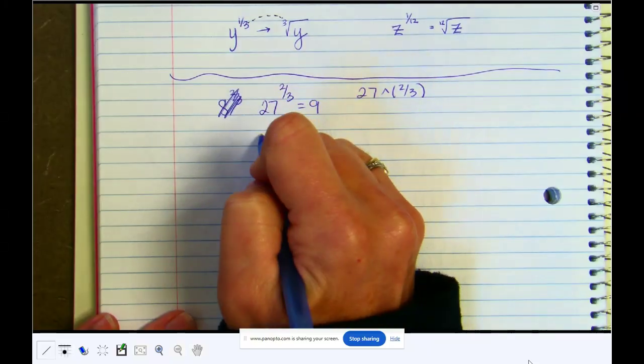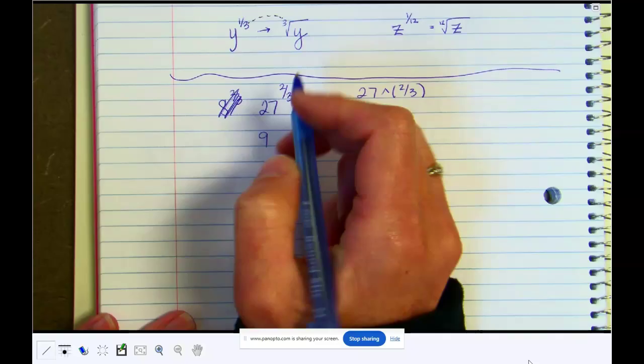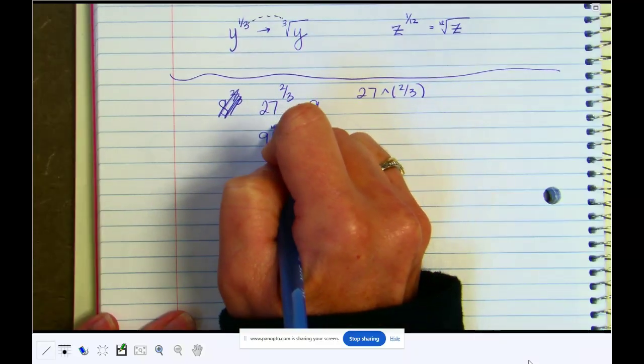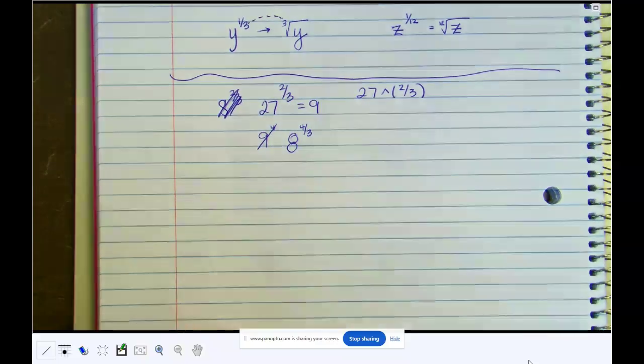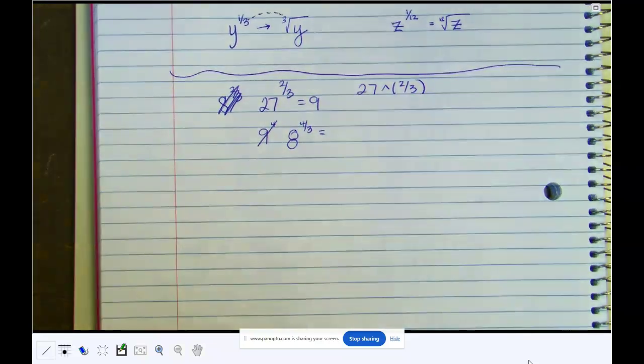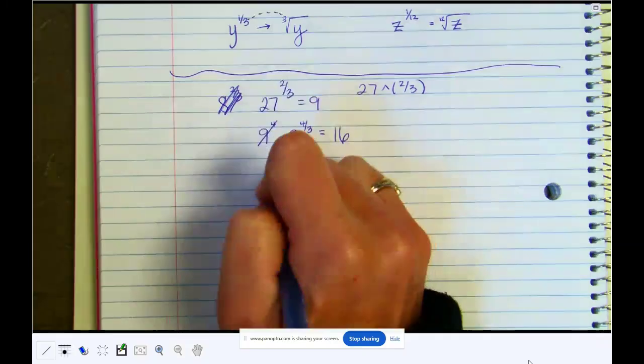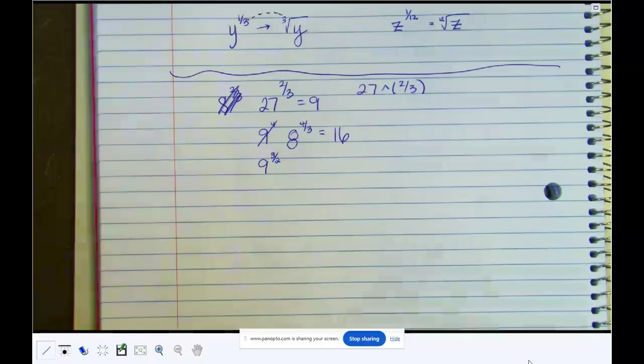Let's do 8 to the 4/3. 16. Let's do, this is the one I wanted, 9 to the 3/2. 27.